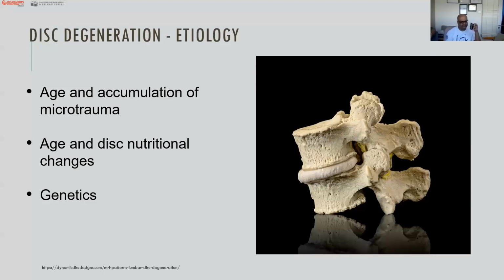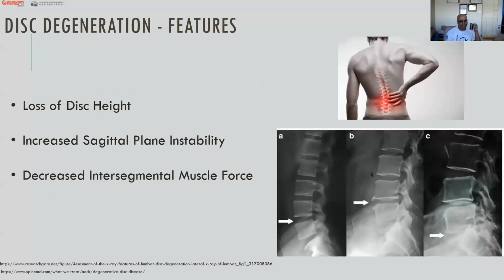Not a problem in Pakistan, I guess, but it's a definite problem in the West. Now, disc degeneration features. What happens in disc degeneration? The disc loses height. As it loses height, there is increase in sagittal plane instability, and this sagittal plane instability will cause wear and tear of the facet joints, increase in facet joint size. Also, there is decrease in intersegmental muscular force, and hence the treatment, physiotherapy, does work in patients with early disc degeneration.